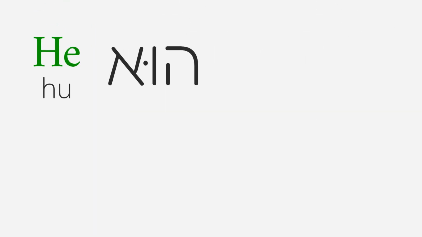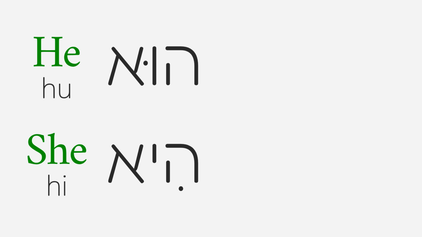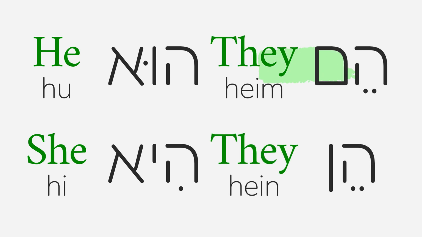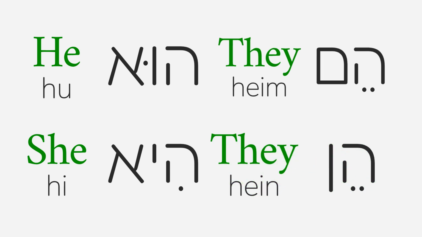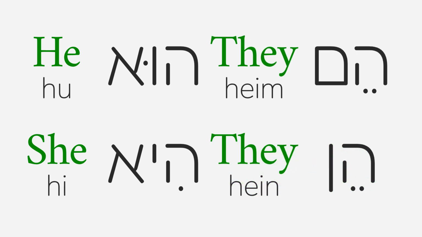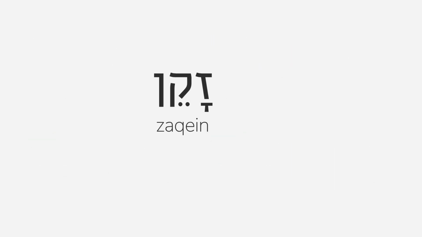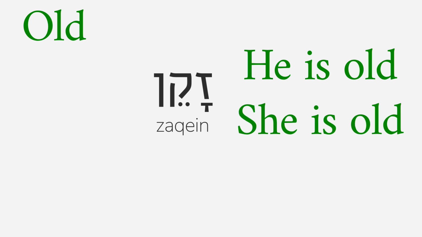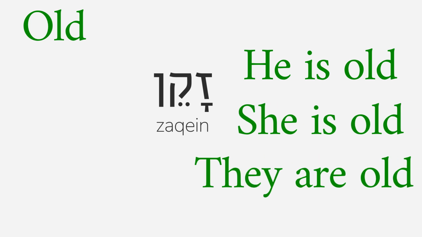Moving on, the Hebrew word for he is hu, and the Hebrew word for she is he. There are 2 Hebrew words for they in Hebrew. One refers to either a group of all men or a mixed group of both men and women, and one refers to a group of all women. The masculine form of they is haim, and the feminine form is hain. Let's use these pronouns with the adjective zakain, old, to say he is old, she is old, and the two ways to say they are old in Hebrew.